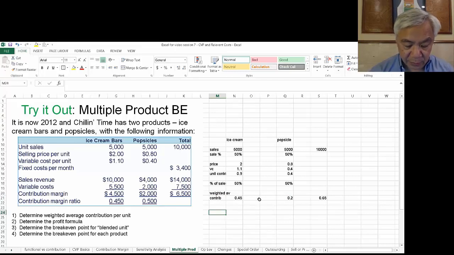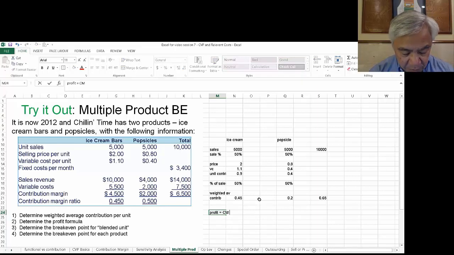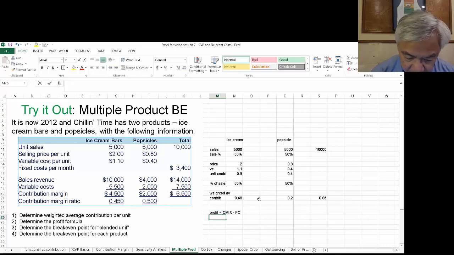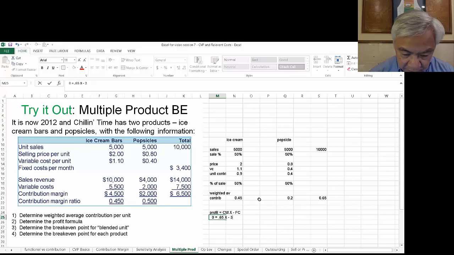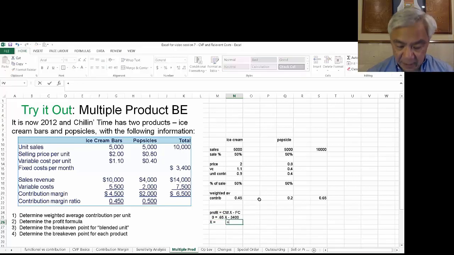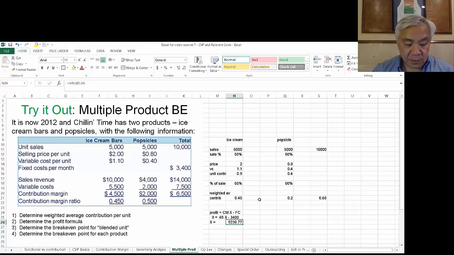So now we can go back to our break even. Again, to go through one more time, profit equals the contribution margin times X minus the fixed cost, equals contribution margin 0.65 X minus fixed cost of 3,400. So we can solve it. So X equals, bring the 3,400 to the other side, 3,400, divided by 0.65. And so that's 5,230 units would be the break-even, but that is this blended unit.